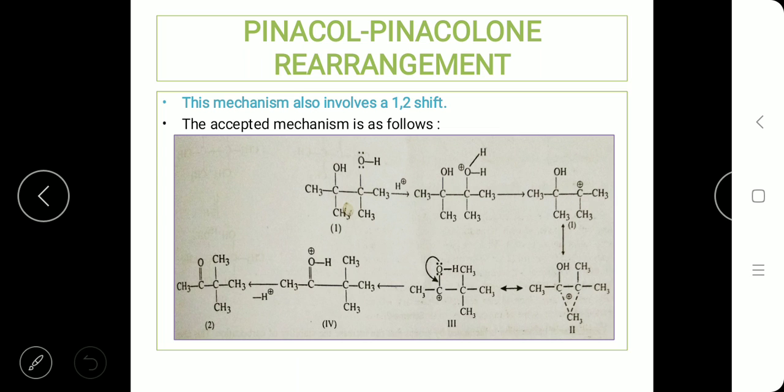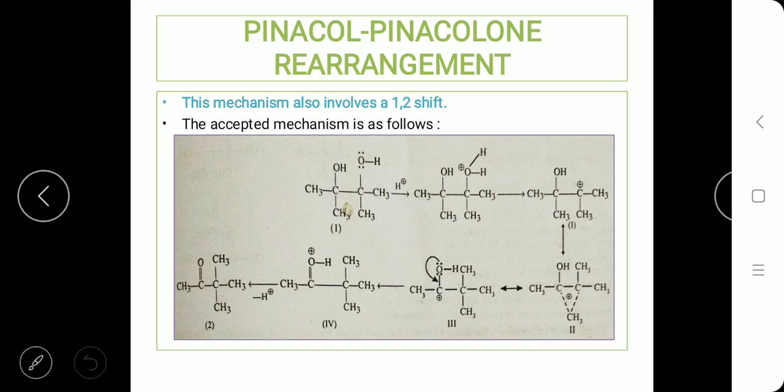The accepted mechanism is as follows. First, let us look at this mechanism. We have a pinacol that is represented by the Roman number 1. Here what happens is protonation: the oxygen grabs the proton, and there is going to be a positive charge on oxygen because there are 3 bonds formed with oxygen, which you can see here.